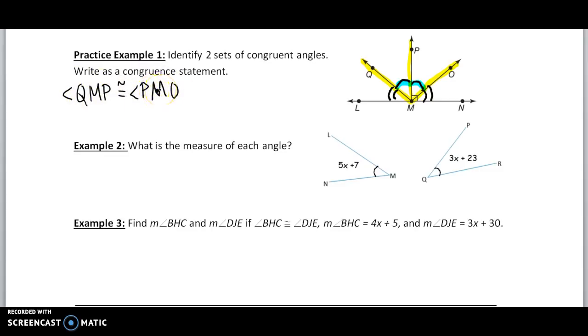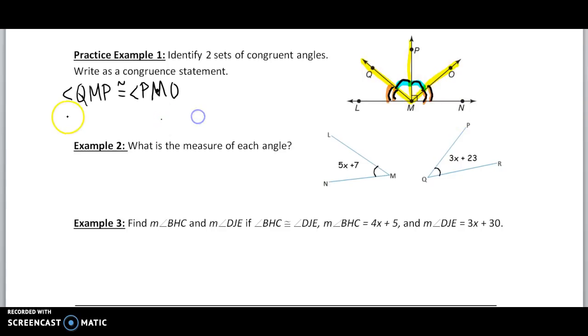Okay? The second pair of angles that I see are congruent would be the ones that have the two notches. So the two that I'm highlighting right now in orange, those two both have two arcs right there. So that's telling me that those two angles are congruent.